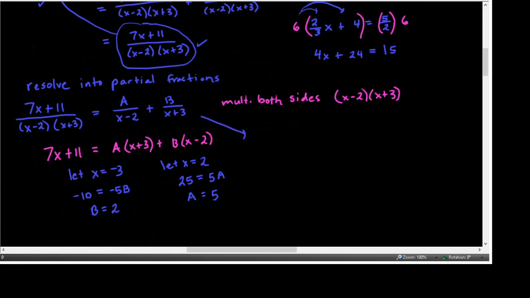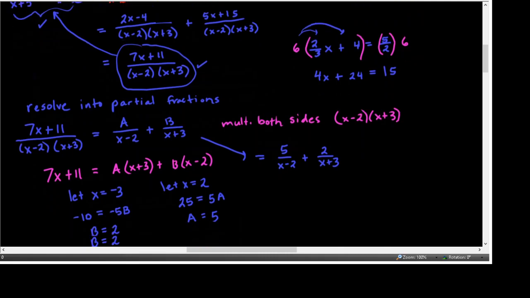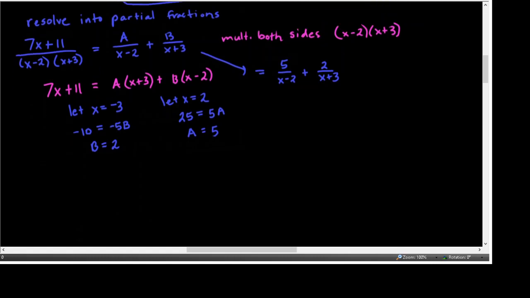And so what that means is that 7x plus 11 over x minus 2 times x plus 3 resolves into these partial fractions, a, which is 5, over x minus 2, plus b, which is 2, over x plus 3. And let's check that out. Does that match what we started with at the outset? I intentionally covered it up so I wouldn't look and cheat. Yep, they're in reverse order, but that doesn't matter because we're adding, no big deal. Those are exactly the two fractions that added together to give us that. So that's the process we're going to do.